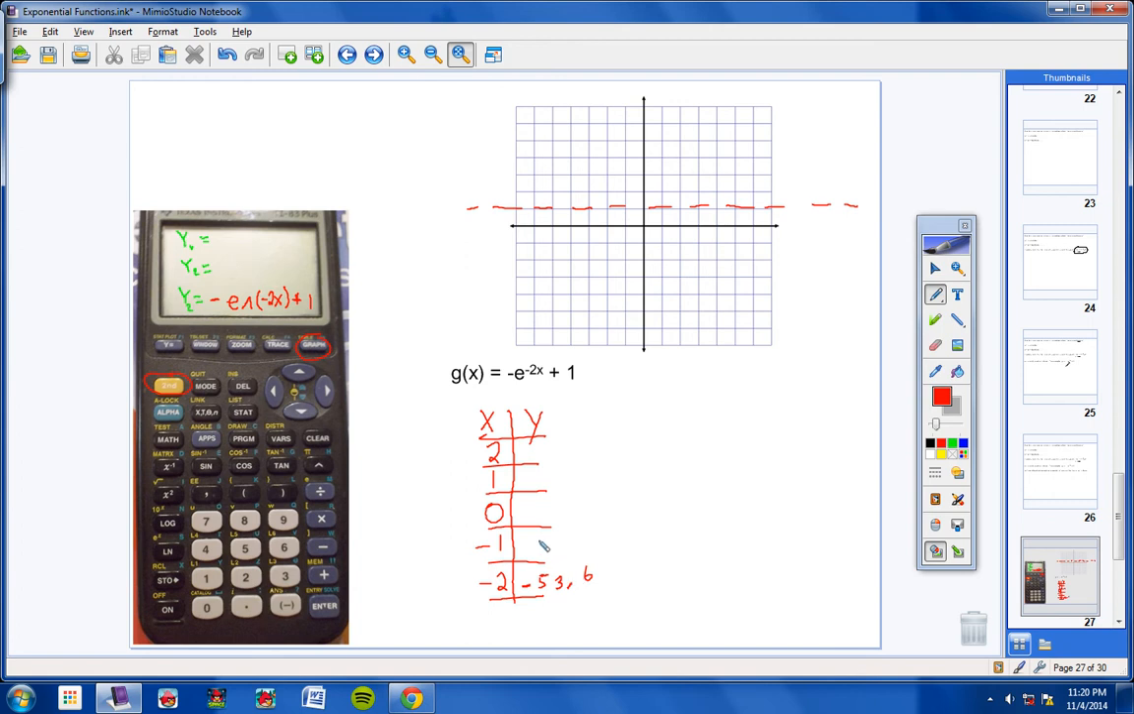-1 would be 6.389. I'm going to put -6.4. 0 would be 0. 1 would be 0.9 or 0.86. And 2 would be 0.98. Okay? So as you can see, it's getting closer and closer to 1, but it's never going to cross the horizontal asymptote at 1.